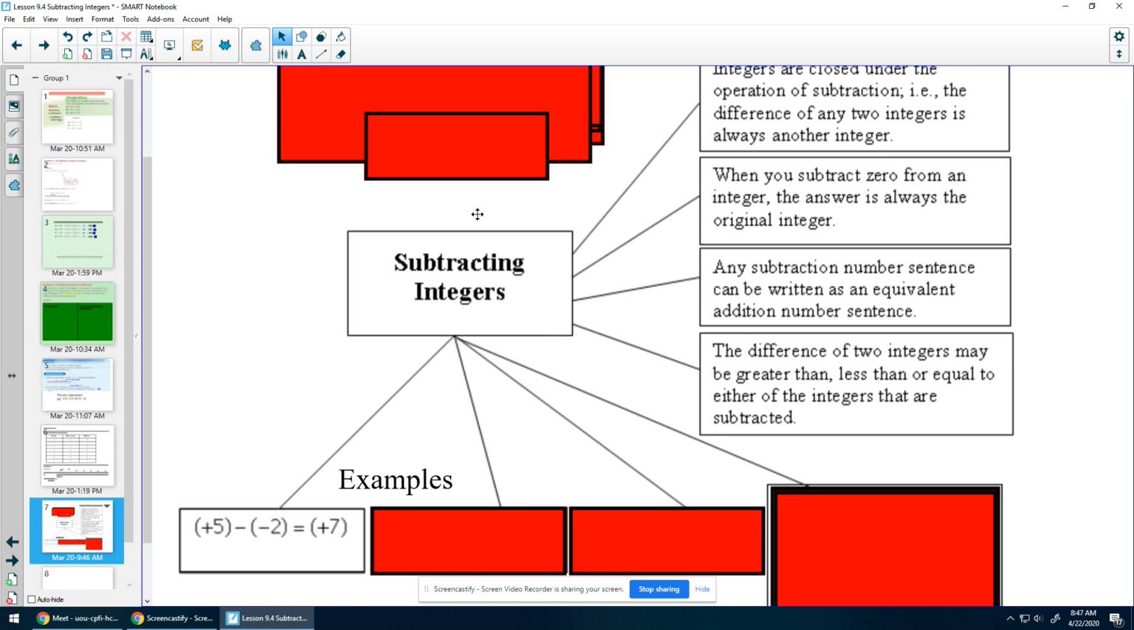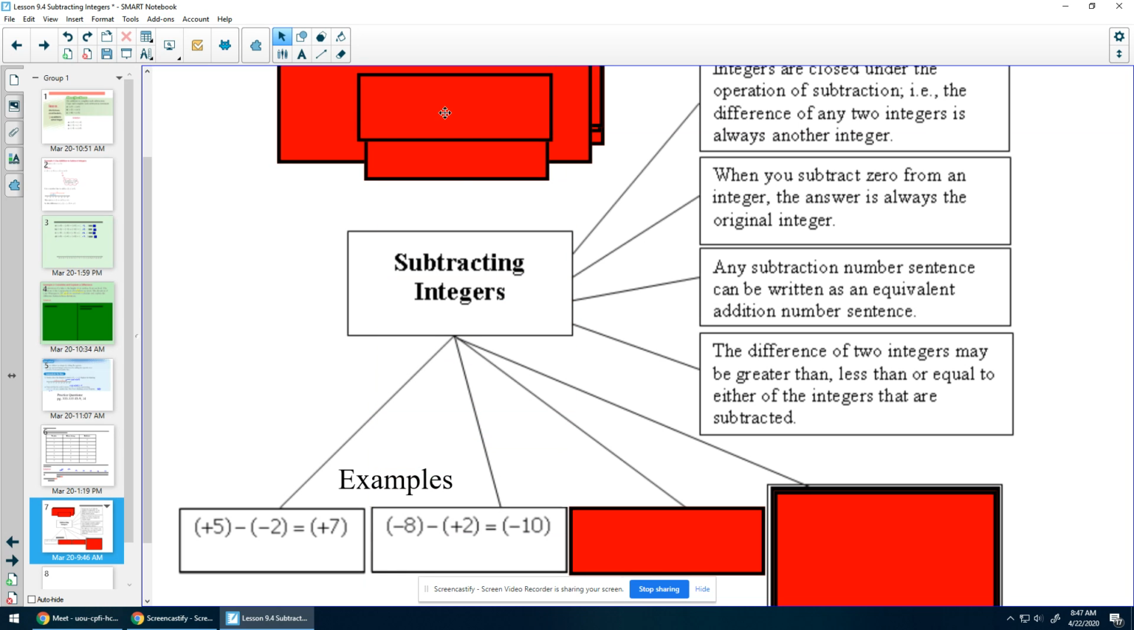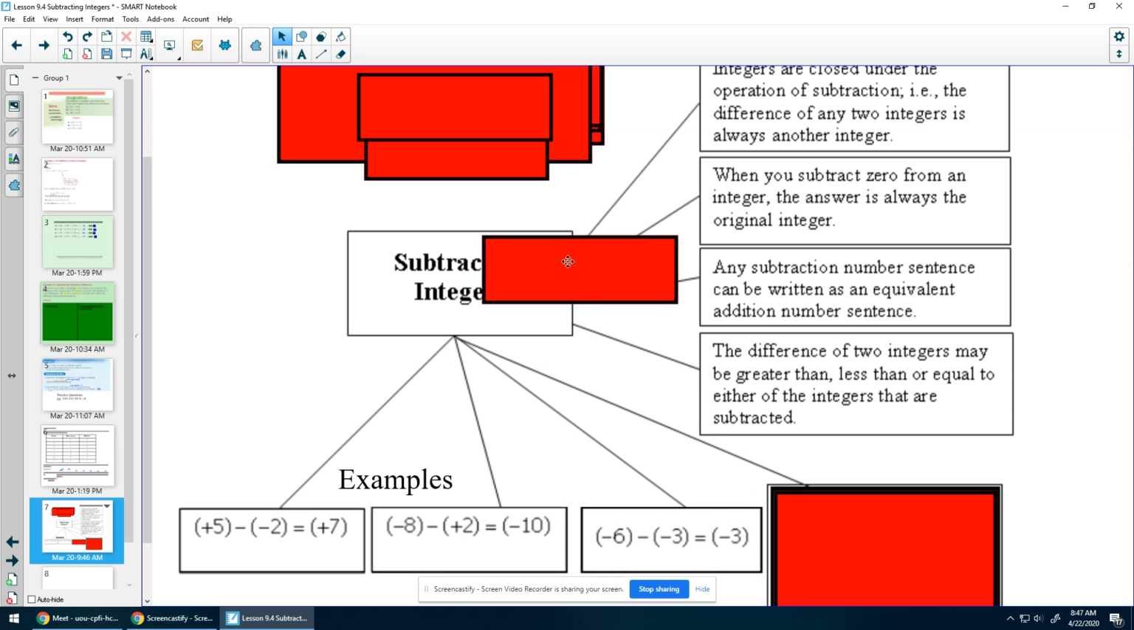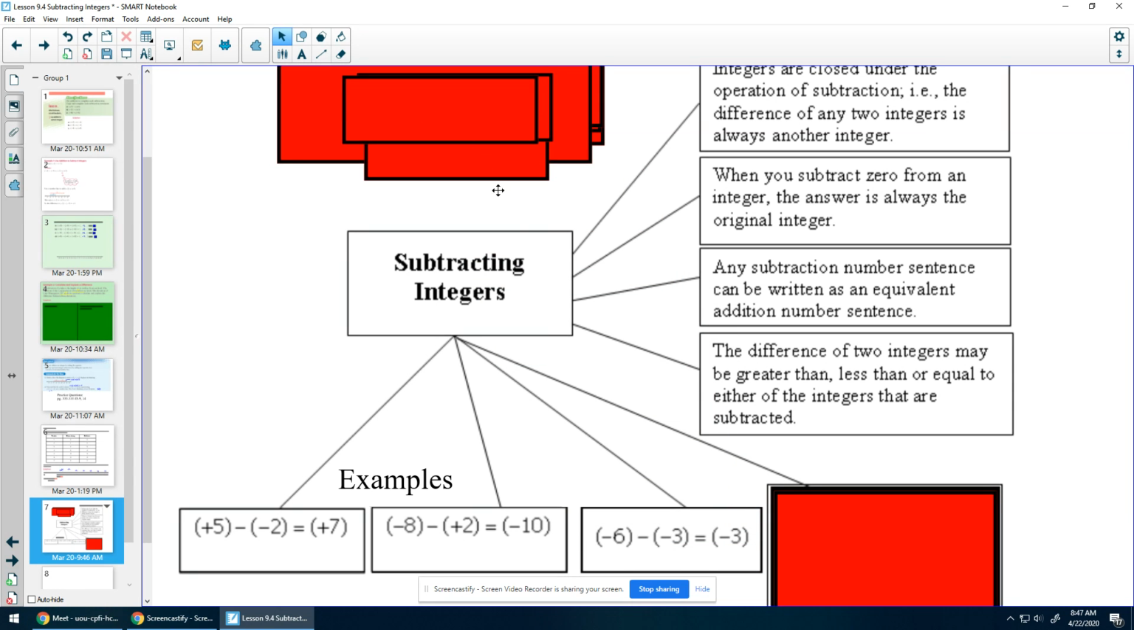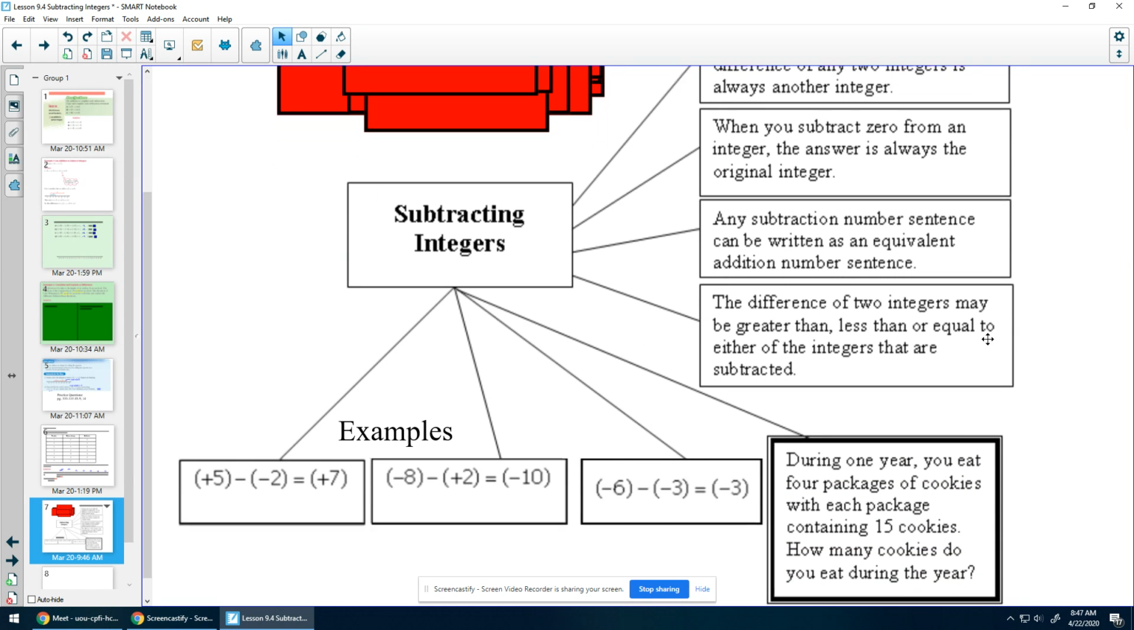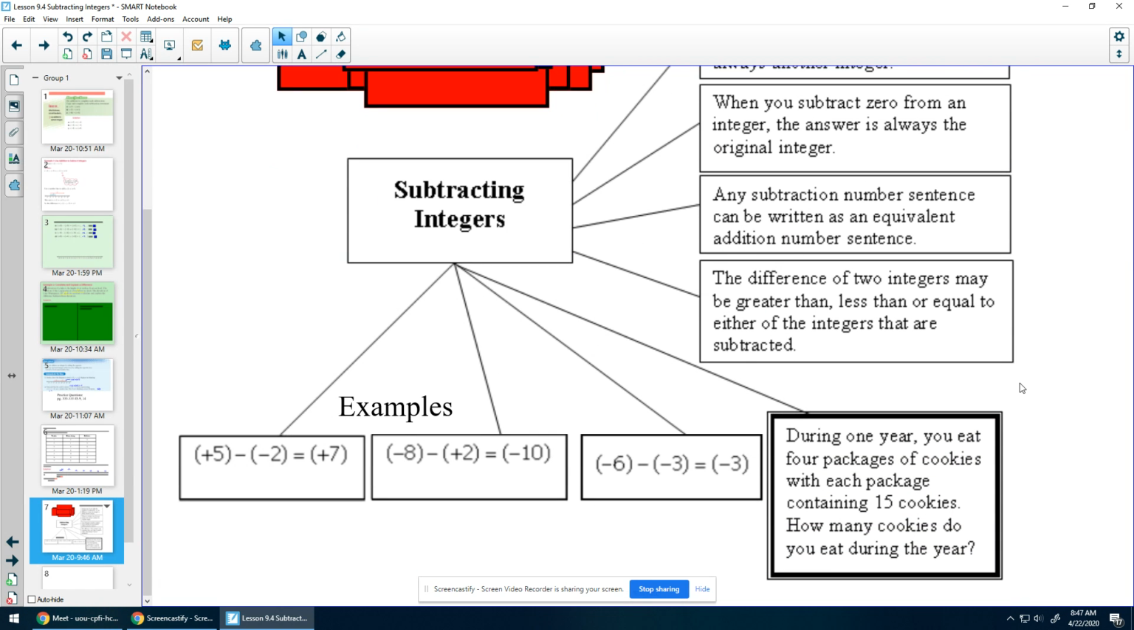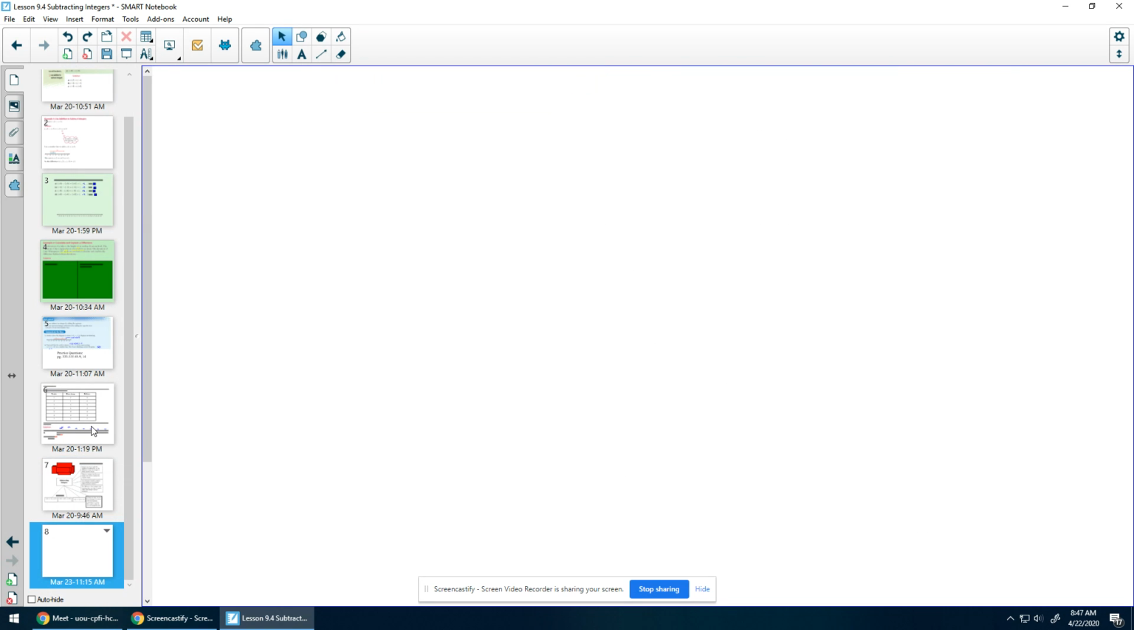+5 minus -2 is equal to +7. -8 minus +2 is equal to -10. -6 minus -3 is equal to -3, and so on. So that's it for today's lesson.